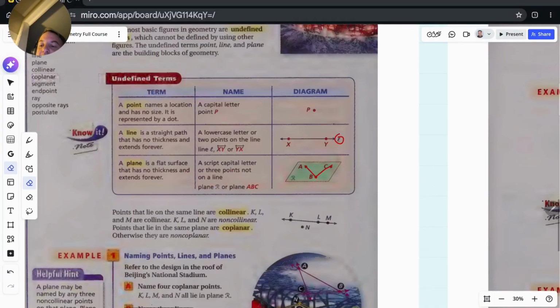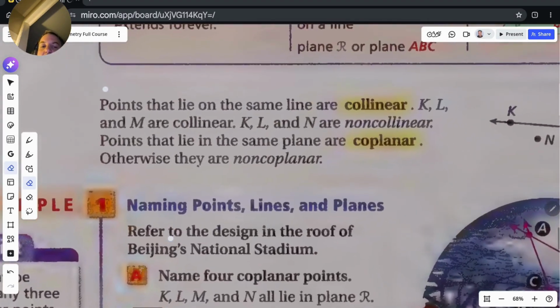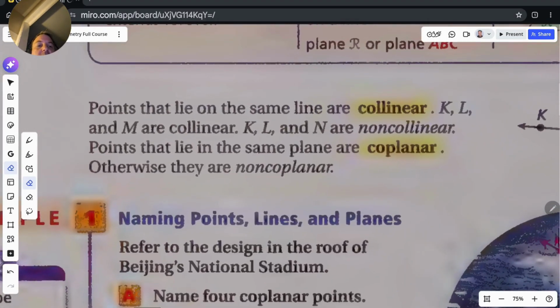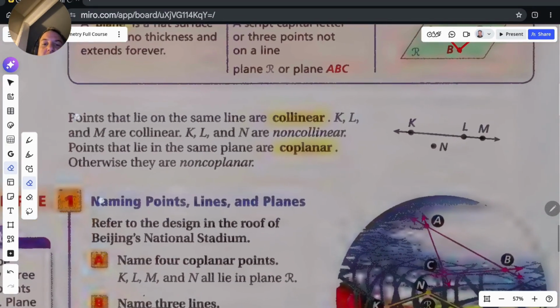Now that we went over our undefined terms, let's zoom in on our next vocabulary terms. Collinear and coplanar. Now the word co as a prefix in front of something means together, so collinear means together on a line. Points that lie on the same line are called collinear points. Let's take a look at the small diagram here to the right.